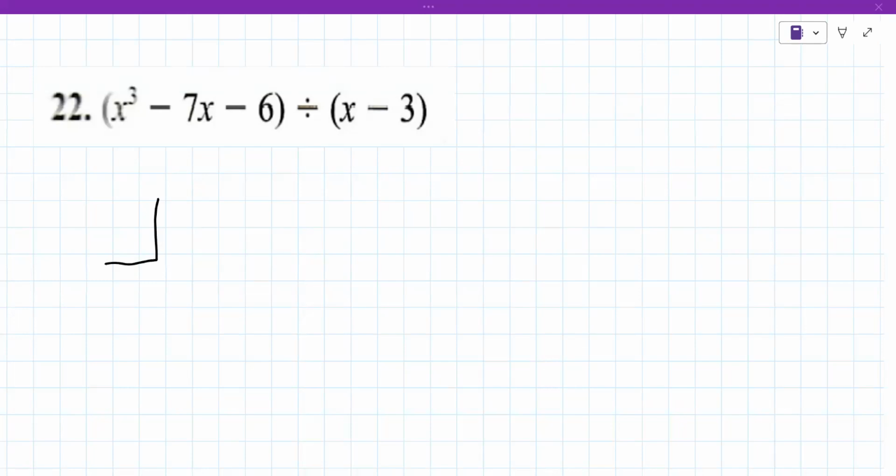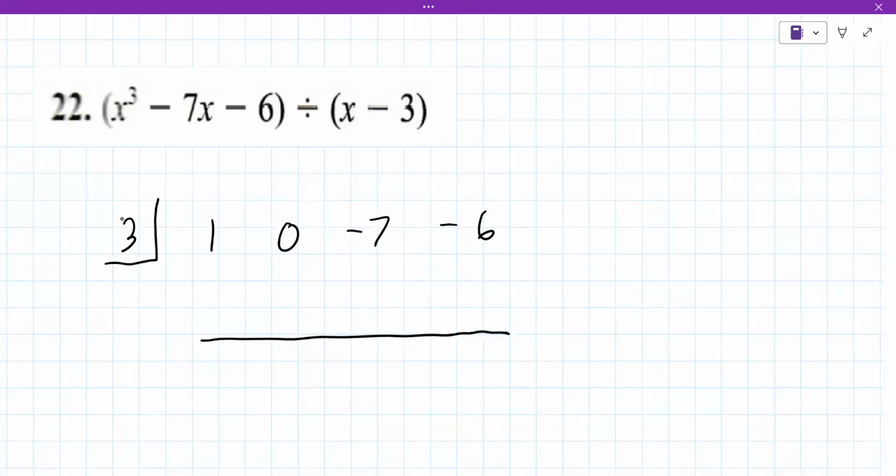So I have 3, 1, 0, -7, and -6. Why is it -6? I thought this was the, yeah, you said 6. Oh, you meant -6. I don't know. I go off what I hear because I can't see your paper, sorry. I misread it. Okay. All right.